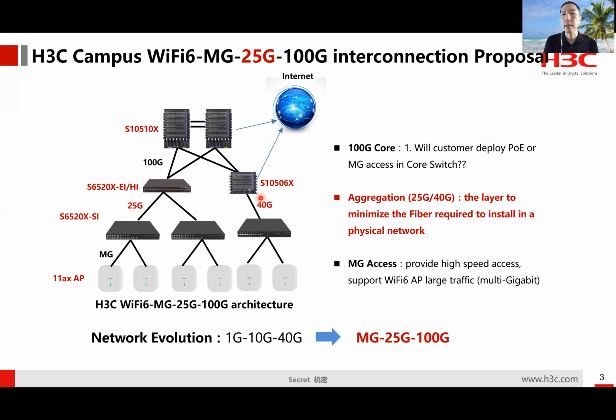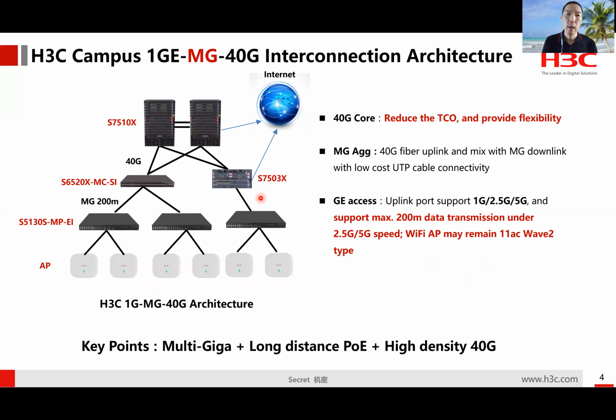So we have to understand the architecture, and then we will propose the right features and lobby to the customer. Here is another design. In some cases, the customer says, I don't need very robust core switches, I don't have too much traffic, so 40 gig may be good. So we can reduce the total cost of ownership by deploying 40 gig.